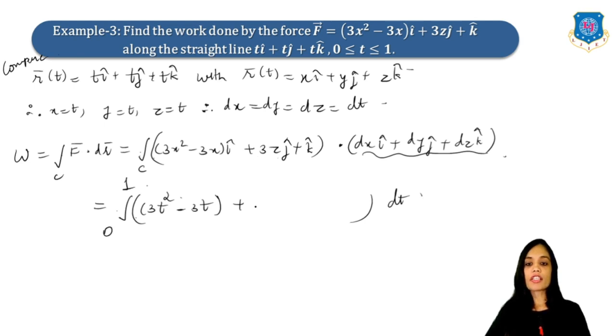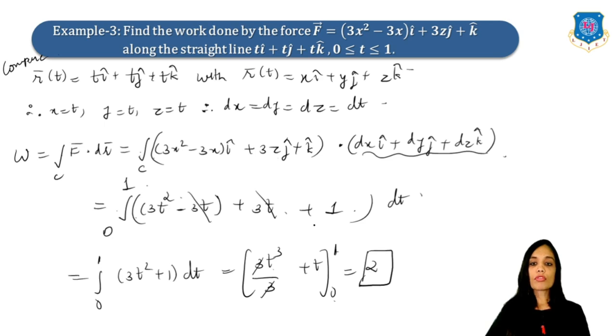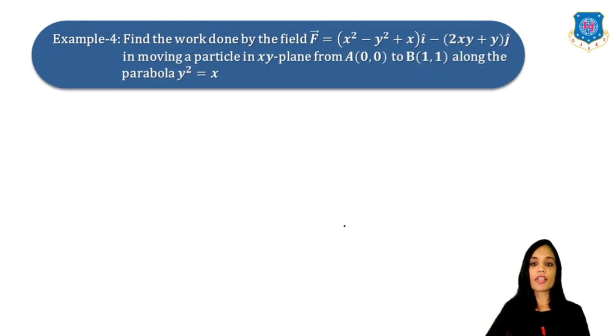Now if I put at this place, it will be 3t and plus 1. Now this 3t gets cancelled out, so integration from 0 to 1, (3t square plus 1) dt is remaining. If you integrate, it will be 3t cubed by 3 plus t from 0 to 1. These 3 is getting cancelled out. If I put 1, answer will be 2. If I put 0, it will be 0. So final answer of work done is what? 2. Okay, so now let us solve one more example.